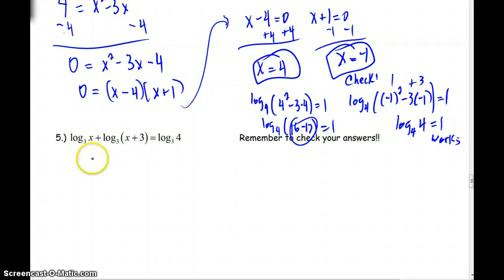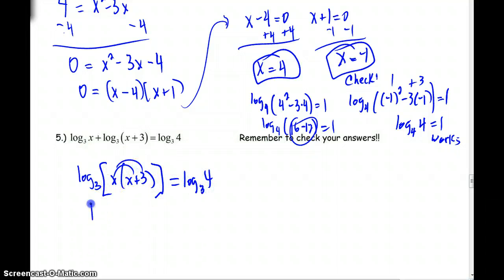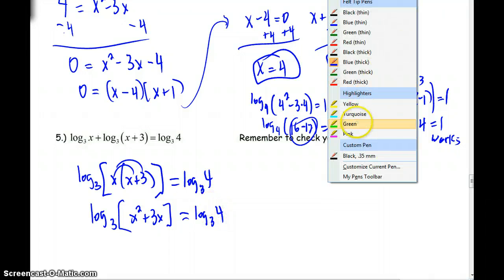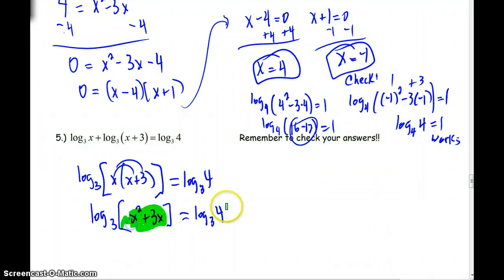Let's do number 5 real quickly. We've got log base 3 combining the 2 logs on the left. Using the property we've been using, we'll just add them together. And I'll distribute inside. We'll get log base 3 of x squared plus 3x. But again, no need for a log circle here. You have a log equals a log, and furthermore, you have to set the insides equal.